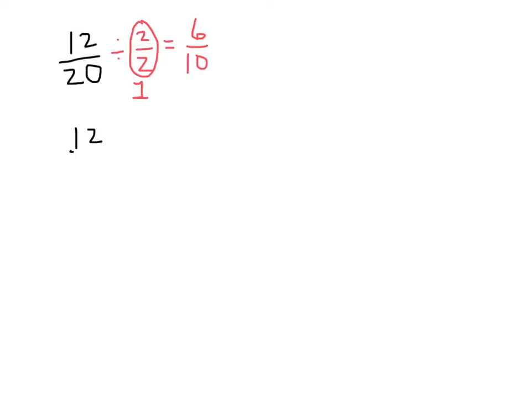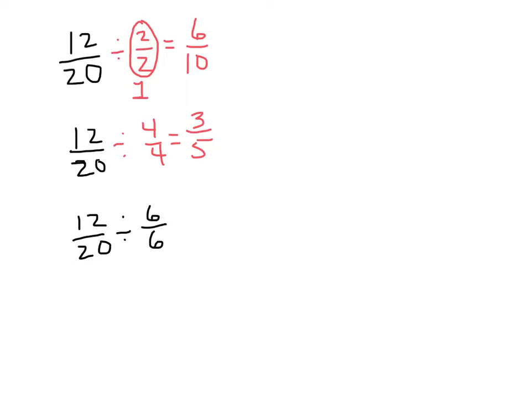Or, if I wanted to, I could take 12/20ths, and I could choose to divide this by 4 over 4. If I did it this time, I get 3/5 for an answer. So 3/5 is also equivalent to 12/20ths. Notice, though, that if I have 12/20ths, I cannot easily divide this by 6 over 6. I can divide 12 divided by 6 and get 2, but 20 divided by 6, although there is an answer to it, it's not a whole number answer, and because of that, it makes things a little bit more difficult.